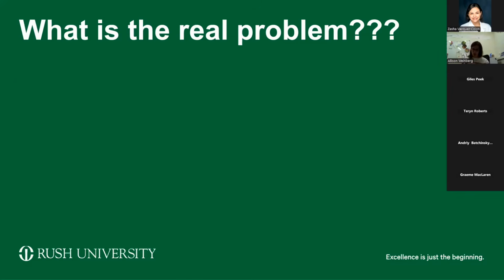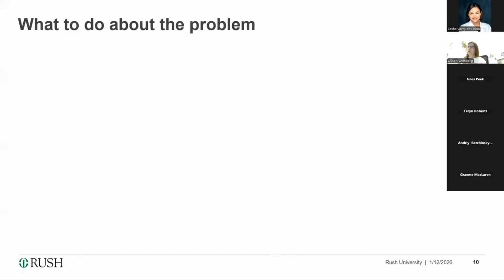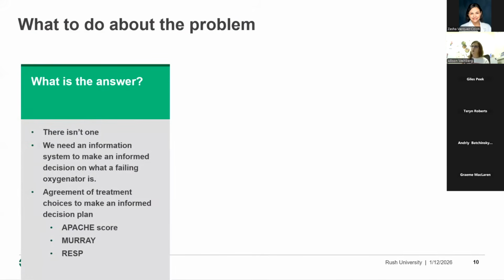All right, so what is the real problem? We may not have a failing oxygenator. We might have providers that don't have agreement on how to treat what one may suspect to be a failing oxygenator. More importantly, we may not have a consensus on what that failing oxygenator may actually be. What do you do about this problem? Okay, what's the answer? Well, right now, we really don't have an answer. What we need is an information system on how to make an informed decision on what a failing oxygenator actually is. We need an agreement of treatment choices to make an informed decision plan.